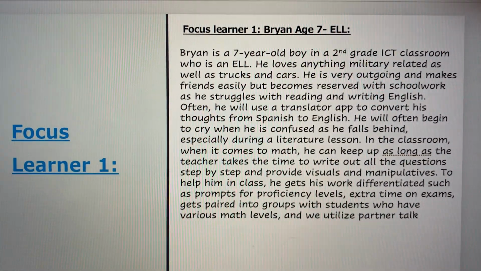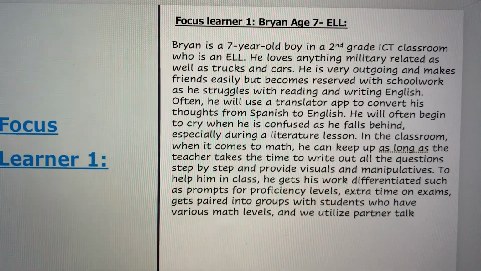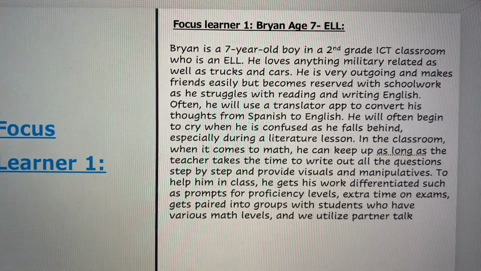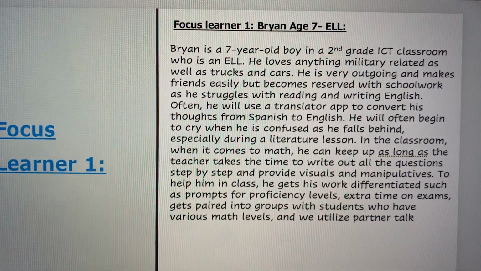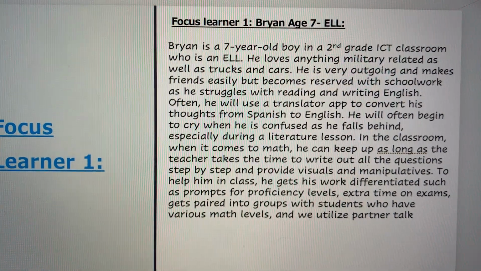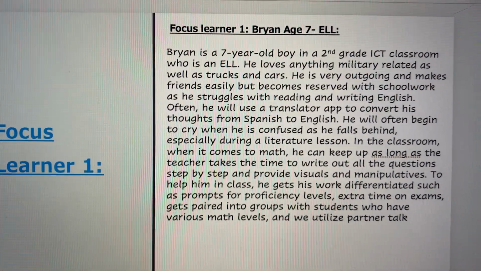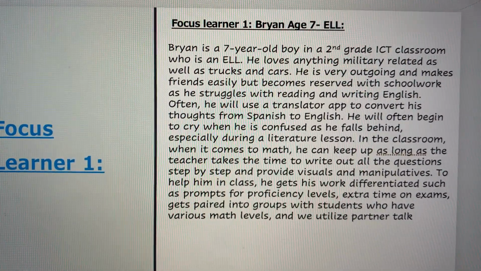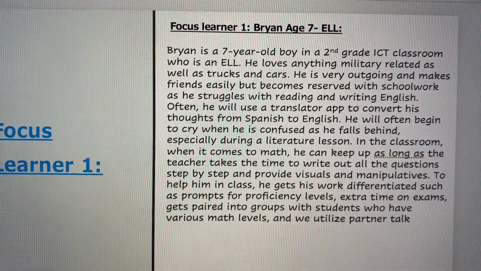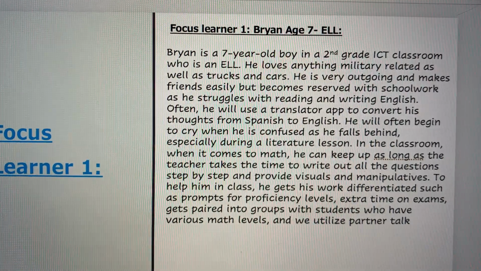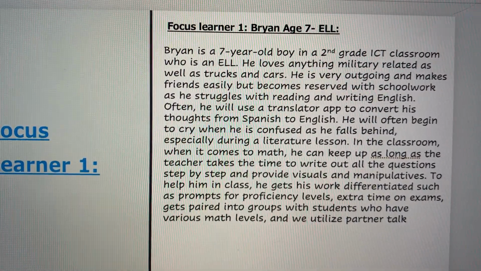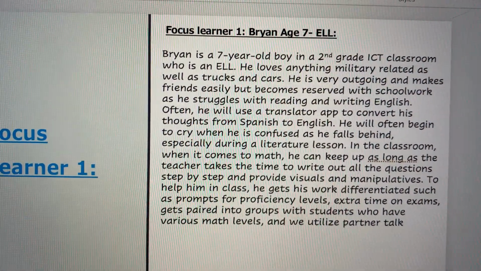So Focus Learner 1. Brian is a 7-year-old boy in a second grade ICT classroom who is an English language learner. He loves anything military related as well as trucks and cars. He's very outgoing and makes friends easily, but becomes reserved with schoolwork as he struggles with reading and writing English, which is understandable since he's an ELL student. Often, he will use a translator app to convert his thoughts from Spanish to English. He will often begin to cry when he's confused as he falls behind. This is especially during a literature lesson.